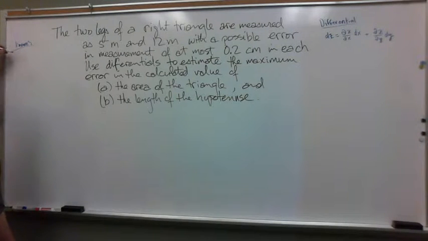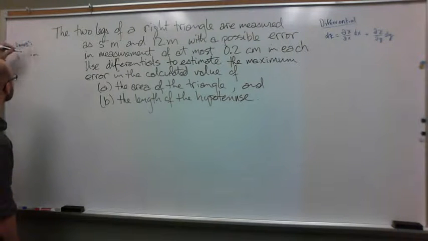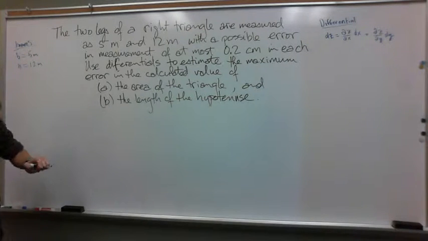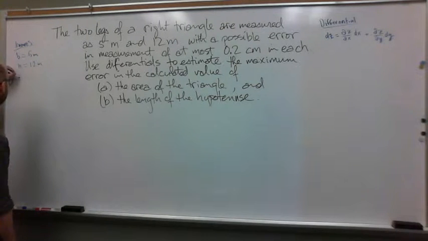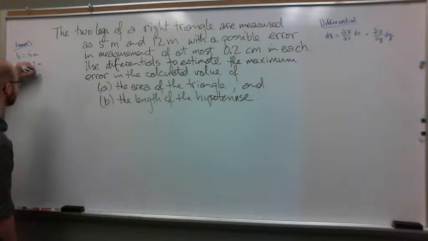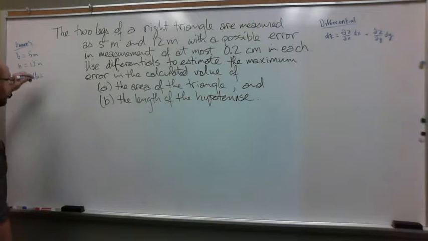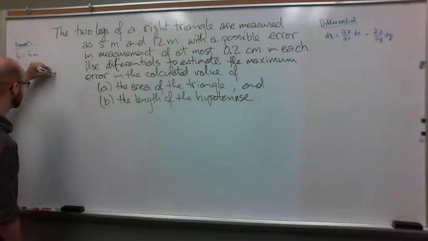We know, let's say, the base will be the 5 meters, the height will equal 12 meters, and it says that the measurement error is at most 0.2 centimeters in each. So we know that the maximum change in the height is going to be the same as the maximum change in the base, which is 0.2 centimeters, which we will convert to meters, which would be 0.002 meters.